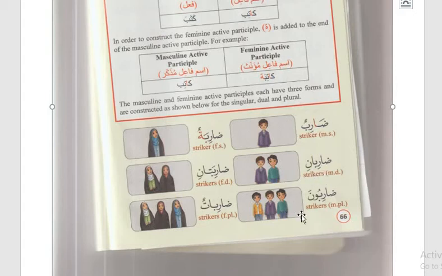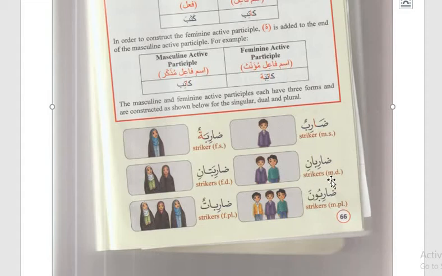Now, if the strikers are more than 2, like 3 and more, so the strikers here are masculine plural. So masculine plural, it becomes ضارب. See, it's the same word here, ضارب, but we add waw and noon. Waw and noon is the sign. Remember, this is very important. Waw and noon is the sign of masculine plural.